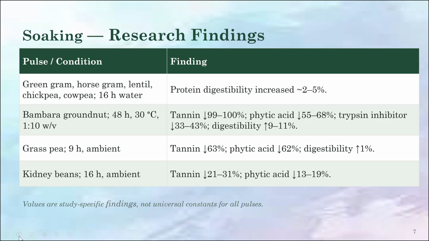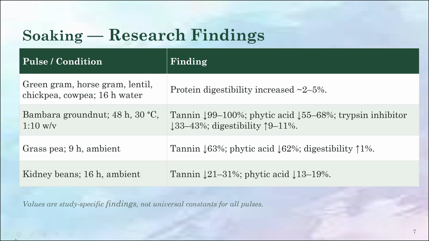As per the research findings, when pulses like green gram, horse gram, lentil, chickpea, and cowpea were soaked for 16 hours in water, protein digestibility increased by about 2 to 5%. The bambara groundnut, soaked for 48 hours at a temperature of 30 degrees Celsius in a 1:10 water ratio, showed tannin decreased by about 99 to 100%. Phytic acid also decreased by 55 to 68%. Trypsin inhibitor decreased by about 33 to 43%, and digestibility increased by 9 to 11%.